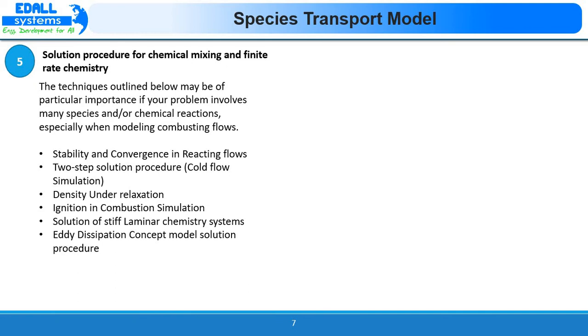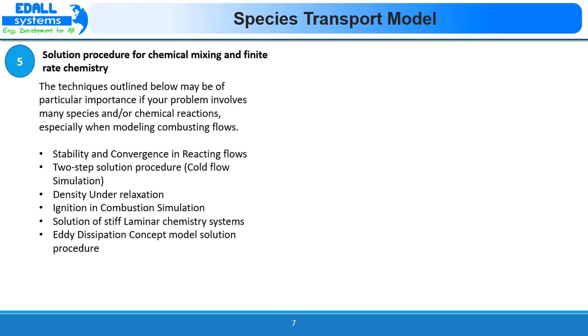While dealing with a combustion problem, some difficulties may arise because many species and chemical reactions are involved. So there will be stability and convergence problems. Some solution procedures involve changing some of the under-relaxation factors. One approach which many people follow is a two-step solution procedure, that is, without the energy equation, a cold flow analysis is done, then continuing the same simulation, a hot flow analysis is done with the energy equation enabled.